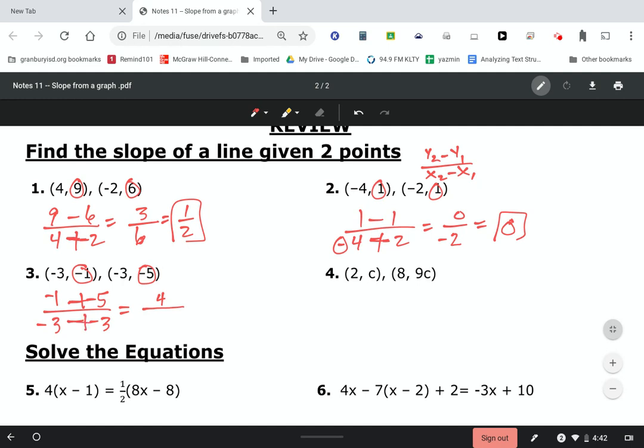And then here, minus a negative becomes positive. -3 plus 3 is 0. When 0 is under the line, it is undefined. So we're just going to abbreviate it as UND.